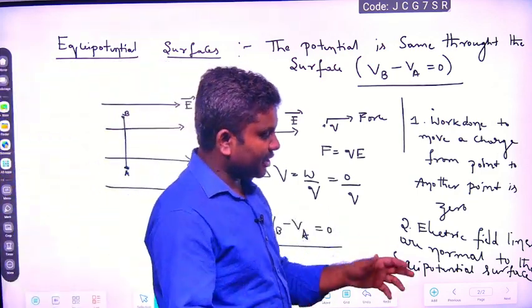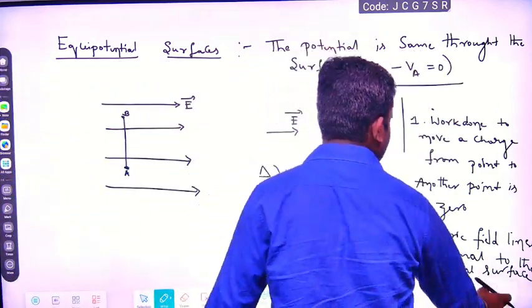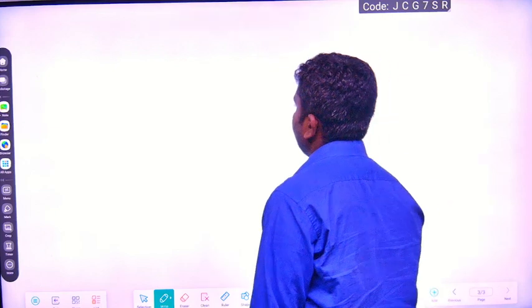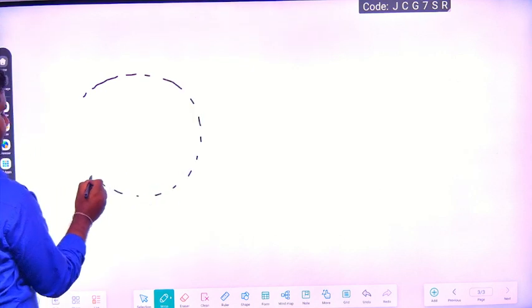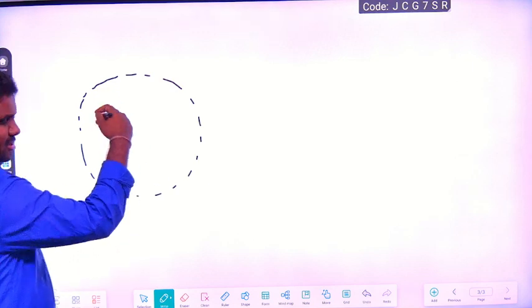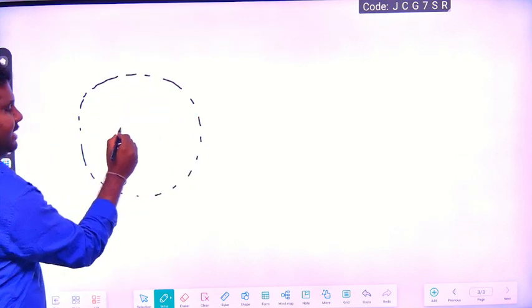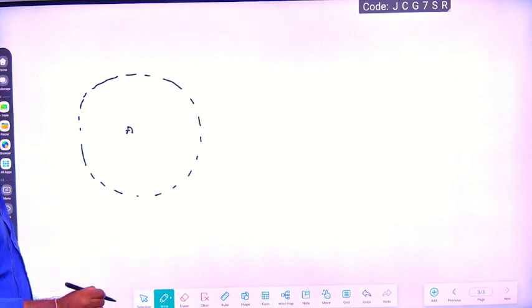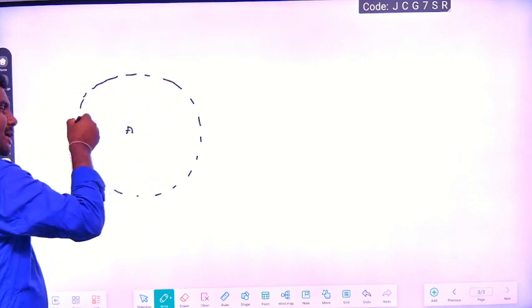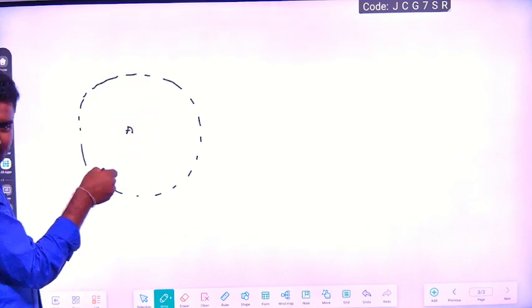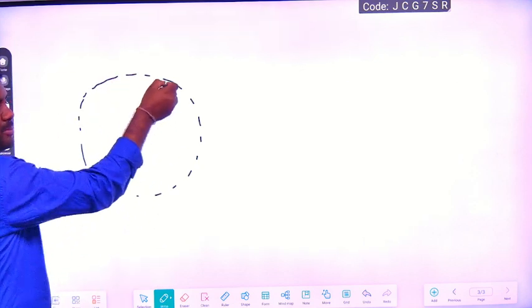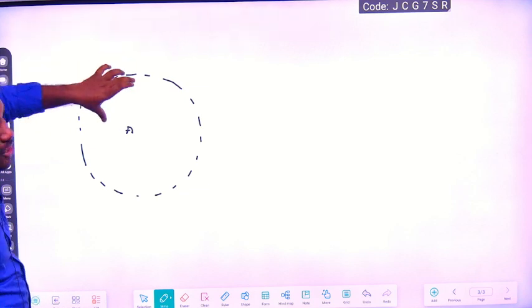Now I will take different equipotential surfaces. Take one equipotential surface, one surface I will take. This is one surface, surface A. Now each and every point on the surface, it is not a locus, it's like dots. These are equidistant from the point A. Correct, right? They have equal potential.